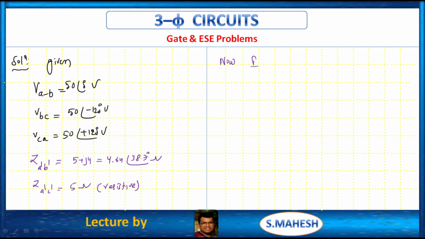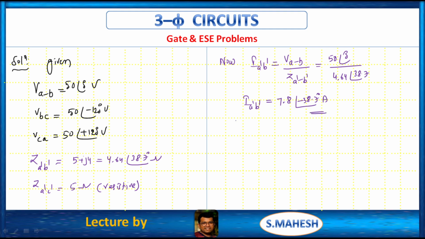Now IA'B', which is nothing but what? EAB by ZA'B', which is equals to 50 at an angle 0 by 4.64 at an angle 38.7. From this IA'B', which is equals to 7.8 at an angle minus 38.7 amperes. That's it.